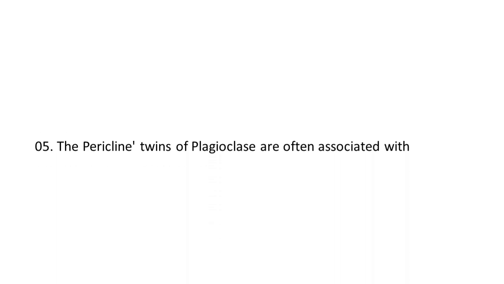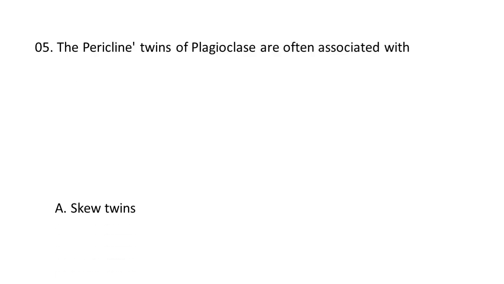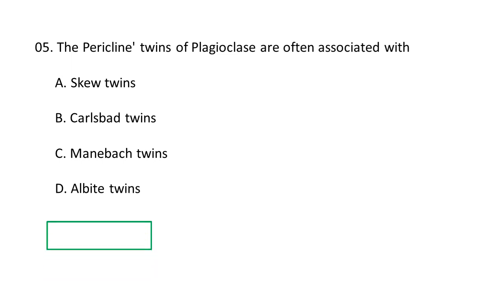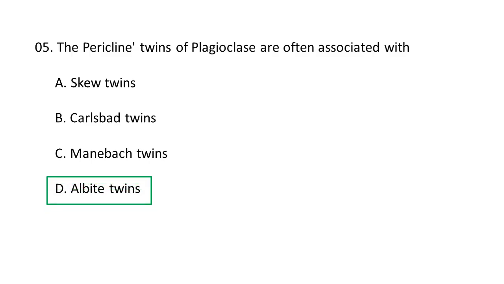Next question. The pericline twins of plagioclase are often associated with A. skewed twins, B. feldspar twins, C. Manebach twins, D. albite twins. The pericline twins of plagioclase are often associated with albite twins. Pericline twinning occurs when monoclinic orthoclase or sanidine transforms into microcline, and the twinning results from a structural transformation between high and low temperature forms. D is the correct option.